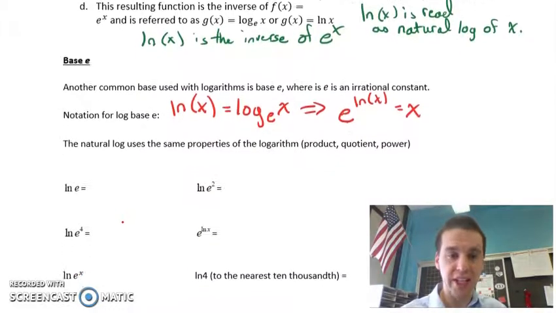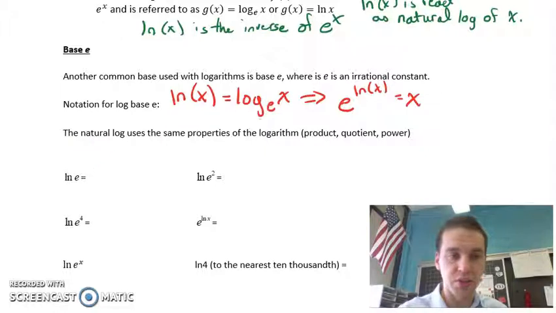So let's look at this, and hopefully this will start to come together for you guys. ln of e, we can rewrite as log base e of e, equals what? Well, e to the blank equals e to the first. It's a blank.